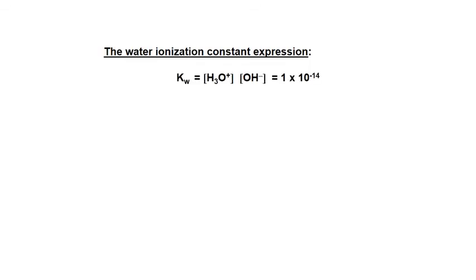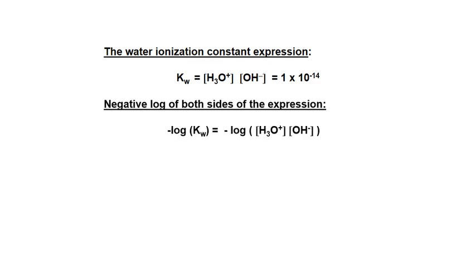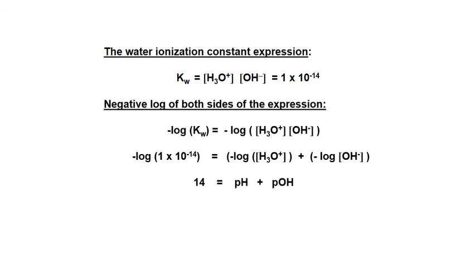The water ionization constant expression Kw equals the concentration of hydroxide ion times the concentration of hydronium ion, equal to 1 times 10 to the power of negative 14. Take the negative log of both sides of the expression. So from that value, we can get 14 equal to pH plus pOH.